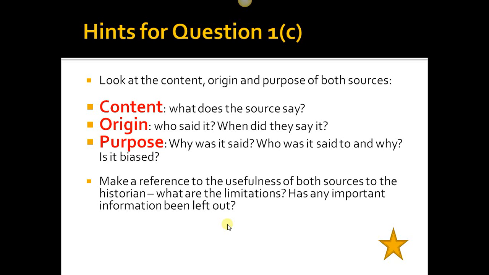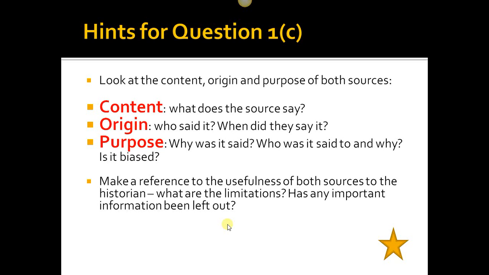So if you write a balanced amount about the two, and then add an evaluation in either both paragraphs or at the end as a separate paragraph, then you are looking at full marks possibility.